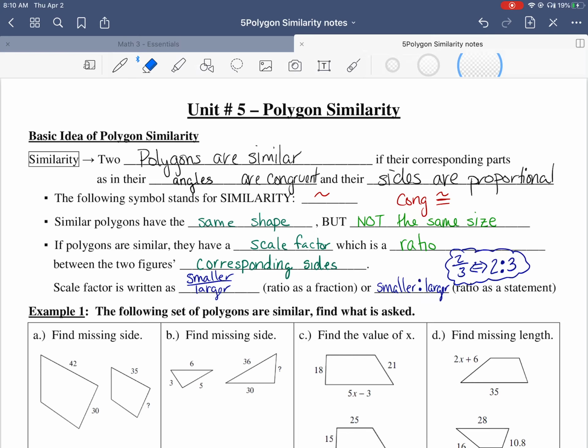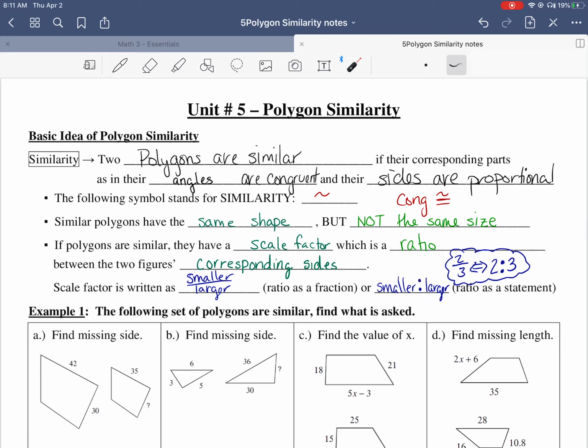Remember the symbol for similarity, or if you didn't know, the symbol for similarity is this little tilde symbol. Polygons that are similar are going to have the same shape but not the same size. So it might be a square that is smaller and then a larger square.